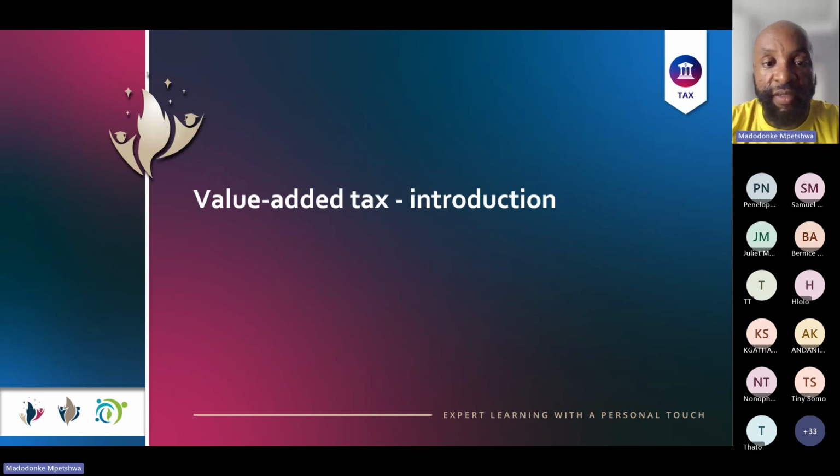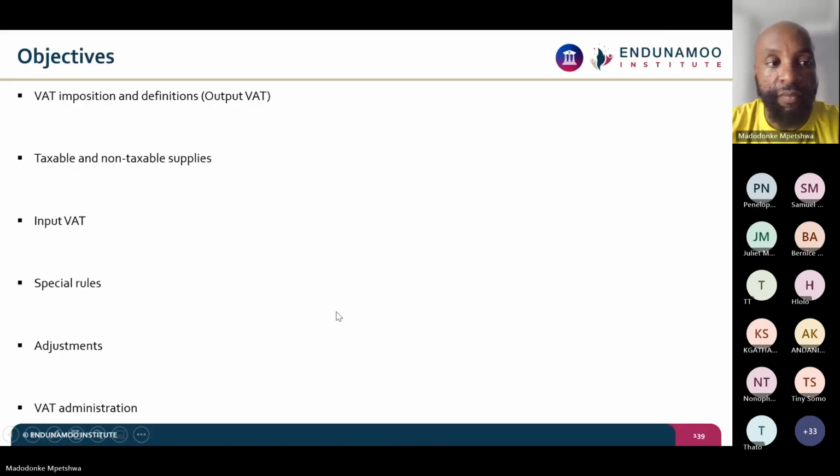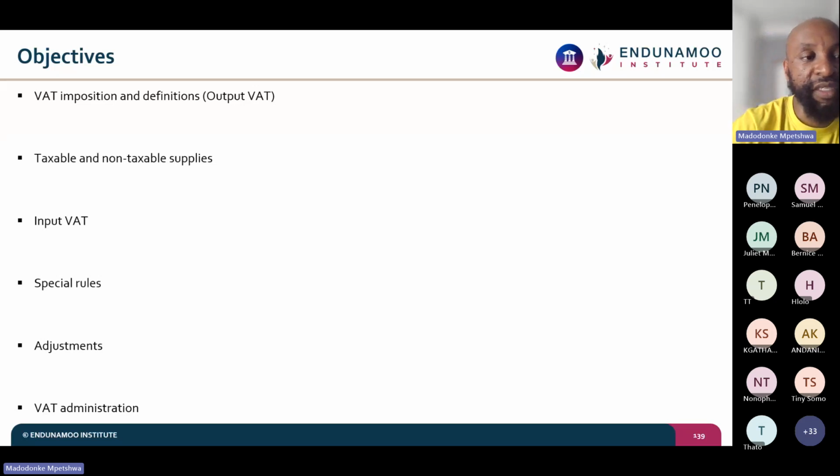So in looking at the VAT Act, I think it's important that we talk about when VAT is imposed, looking at things like taxable and non-taxable supplies, how you claim your VAT input, and then there are specific circumstances or transactions that are dealt with under the VAT Act that don't follow the normal convention of the VAT Act.